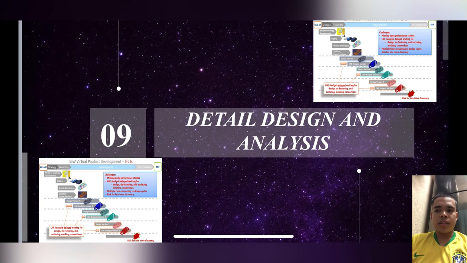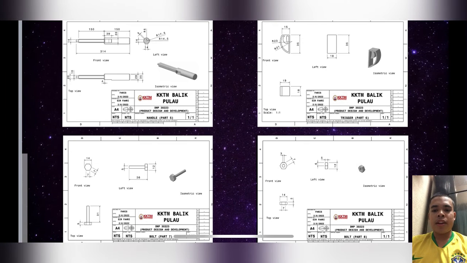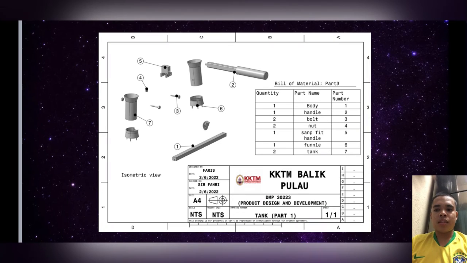And then next is detail design and analysis. It is detail design part by part: body or tank, funnel, body, snake feet, handle, pot, nut and trigger. Then the last is an expert view.